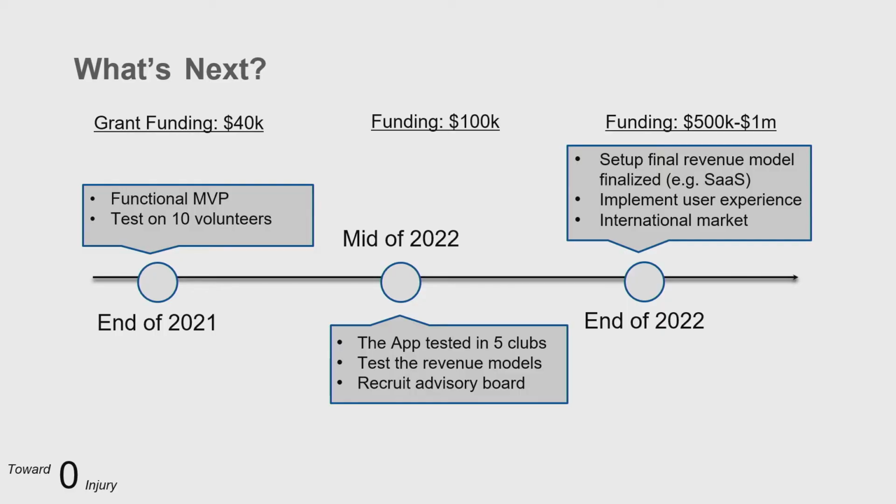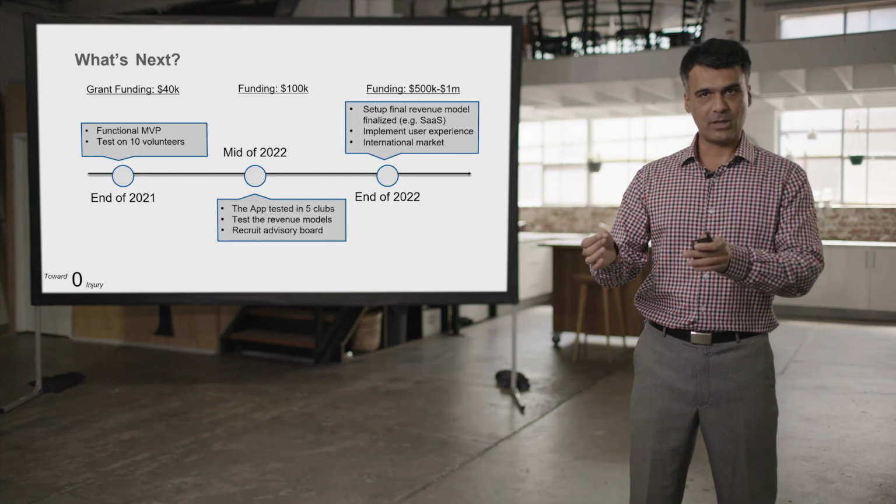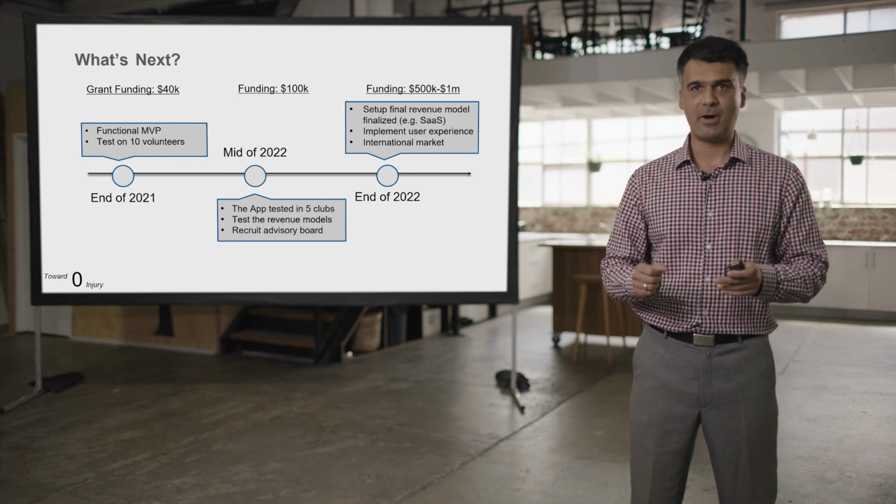In the next few months and next year or so, we would like to have a functional MVP that would enable us to expand to a few more clubs, and understand that the system works and everything is in the right place. Then we can expand into a bigger, for instance cloud-based or SaaS-based modeling, and open it up to a national and international market.